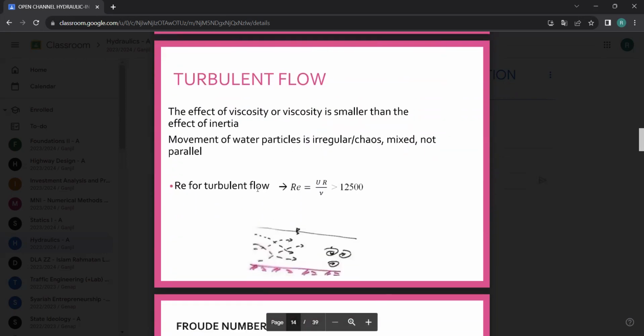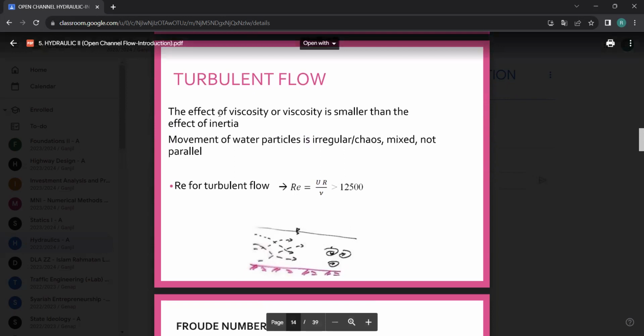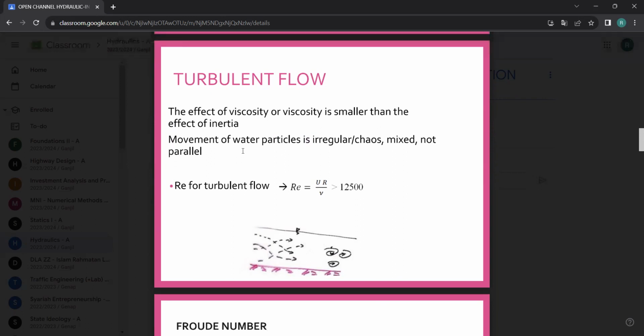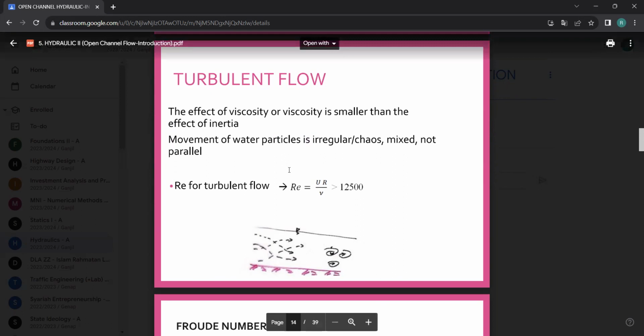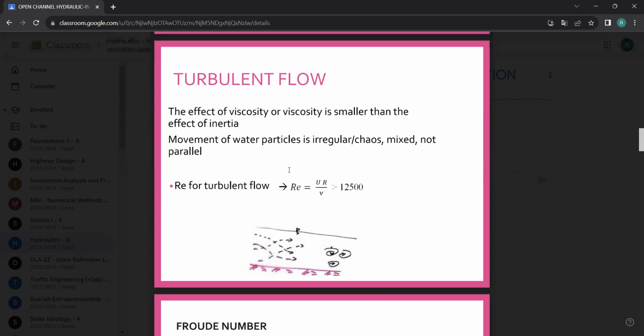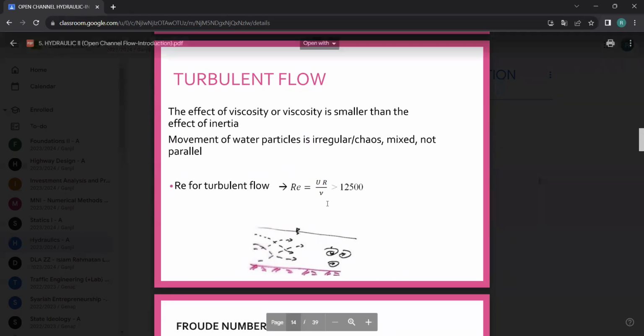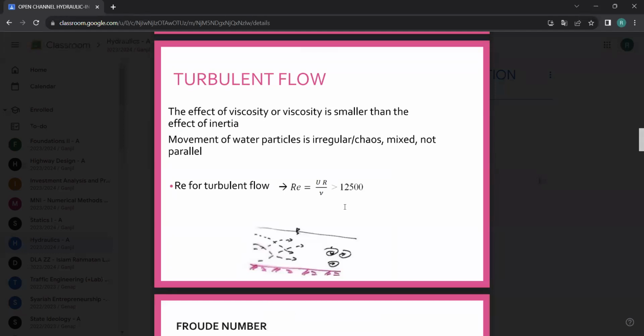Next is turbulent flow. In turbulent flow, the effect of viscosity is smaller than the effect of inertia. The movement of water particles is irregular or chaotic, mixed and not parallel. The Reynolds number is more than 12,500.